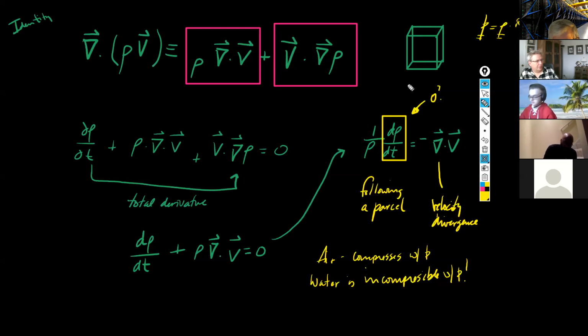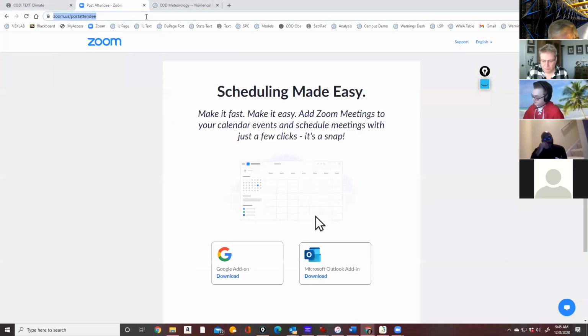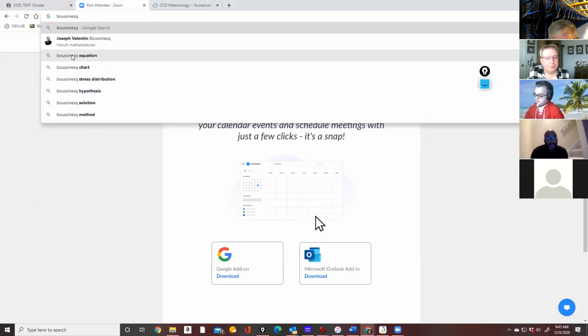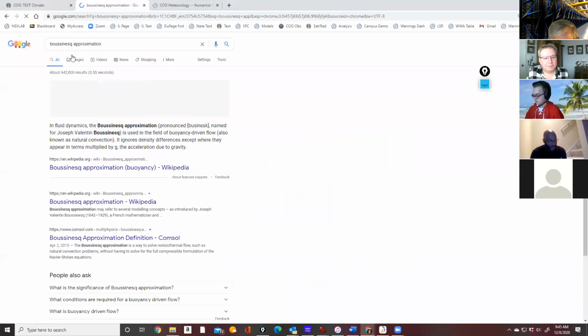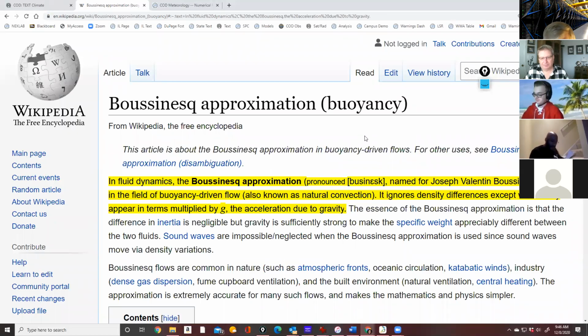Changing the temperature. When you heat water, it expands, just like when you heat a gas, it expands. The only difference is a gas is also compressible. So I'm going to look up something here, called the Boussinesq's approximation. Let's see what Wikipedia has to say.